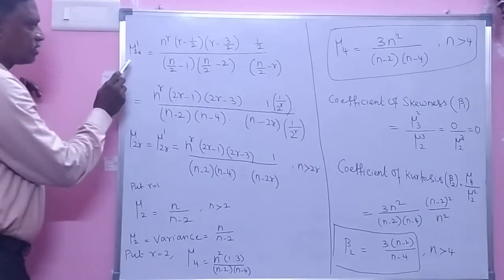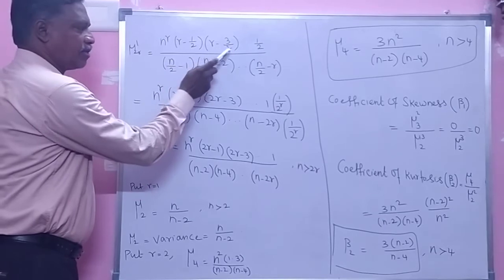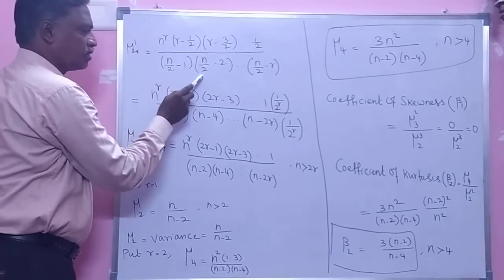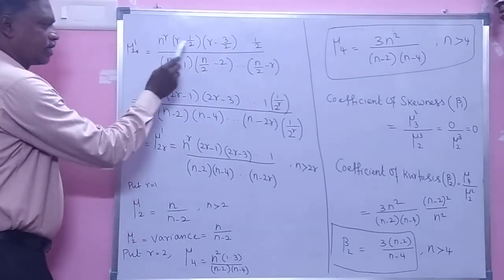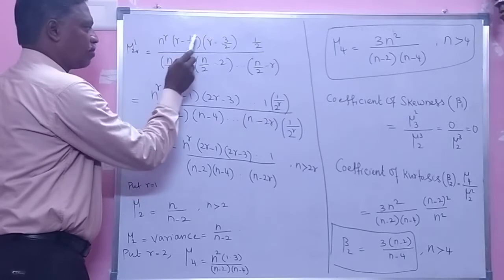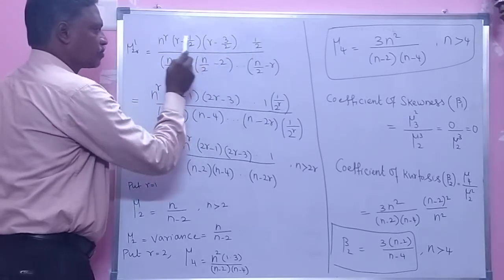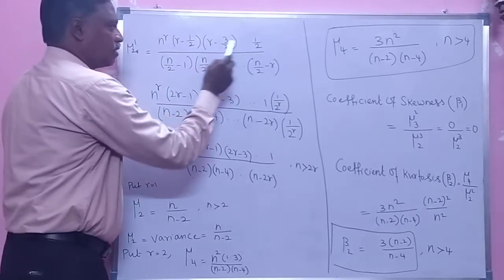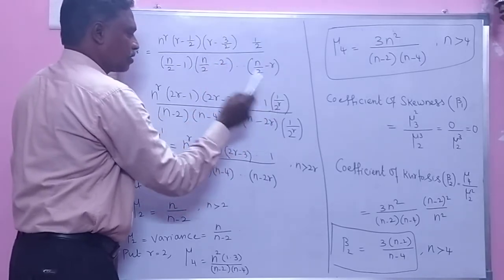So mu 2r dash equals n power r into (r minus 1) by 2, (r minus 3) by 2, etc., 1 by 2, divided by (n by 2 minus 1) into (n by 2 minus 2), etc., (n by 2 minus r). Now you take LCM: n power r, (2r minus 1) by 2, (2r minus 3) by 2, etc., 1 by 2. Actually here there are r terms. So in all the denominators there is 2. That is 1 by 2 power r.